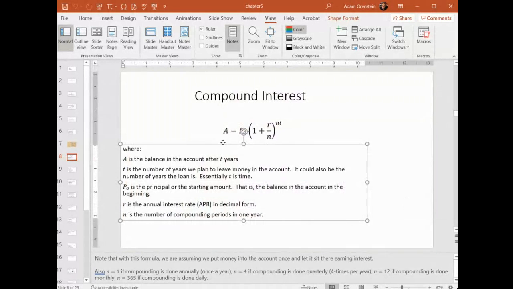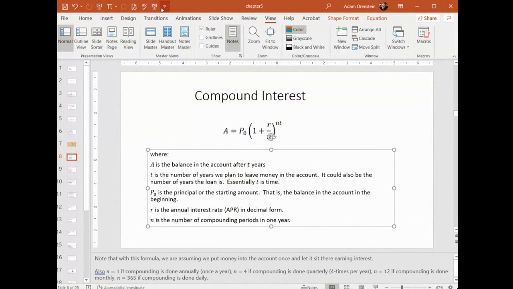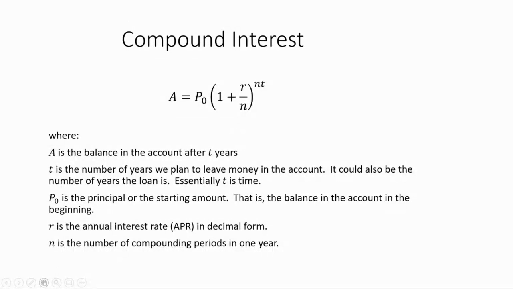This is right. I just want to move it over a bit. That's better. All right, so this is compound interest. So you can see that A, again, is still the balance after T years.